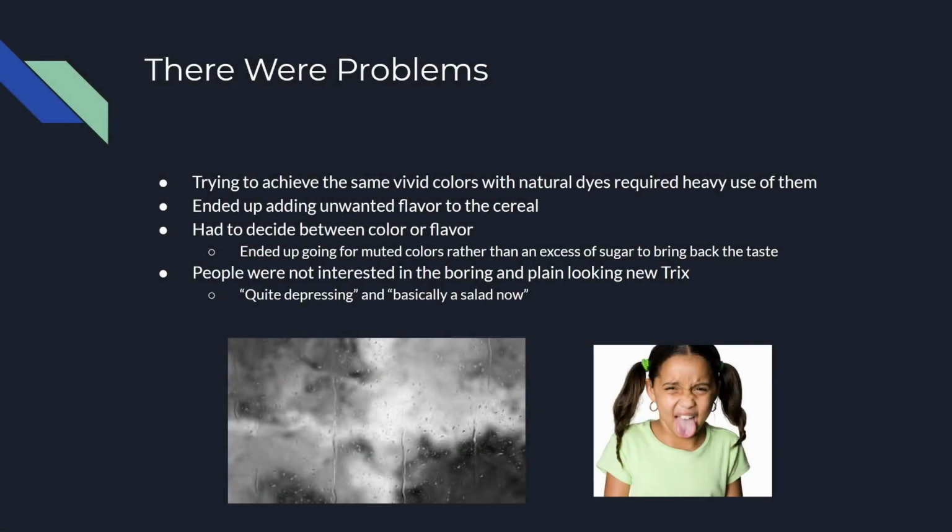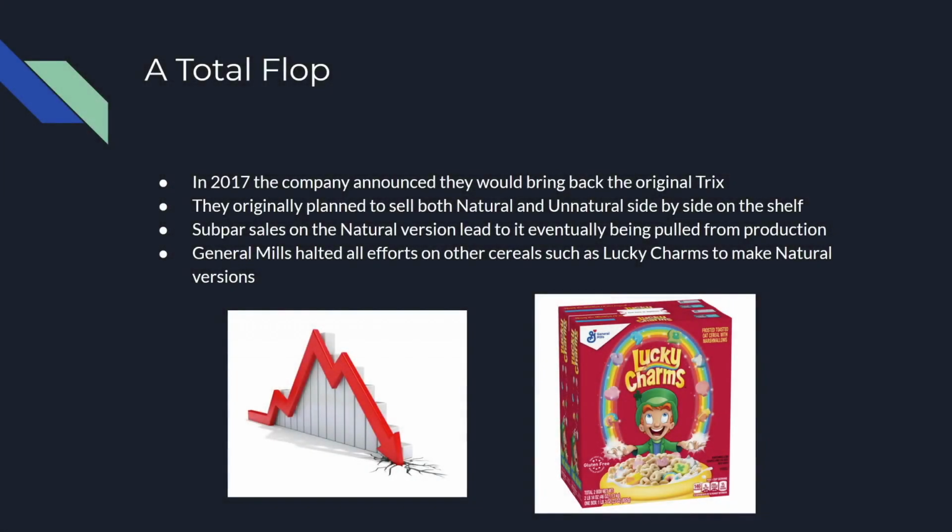The problem General Mills ran into was that they could not achieve the same intensity of color without impacting the taste of the cereal. This was especially true with the orange color, which came from carrots. Eventually they decided to prioritize flavor over color, leading to the release of a bland-looking cereal that was not well received. Due to public outcry, General Mills decided to sell old Trix again, along with the natural Trix. But as natural Trix continued to underperform, it was eventually pulled from shelves. This flop led to a massive halt in the transition to natural dyes in the industry, and shows how impactful the color of food is to the consumer.